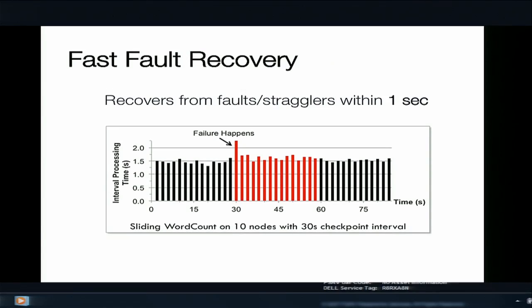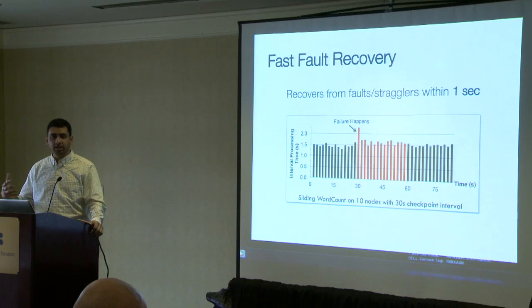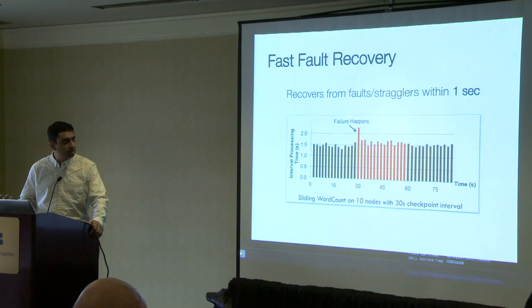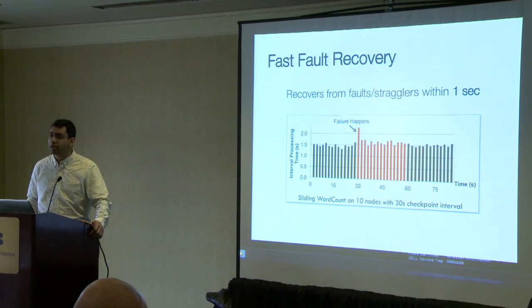And the system is fast, because all the data is in memory and it can recompute lost partitions from in-memory data really fast, so it can recover from failures within seconds. This graph shows the time to process every batch of data. When there's a failure, the subsequent batch takes a little longer to recompute lost data, but it recovers pretty fast and then continues as if nothing had happened.